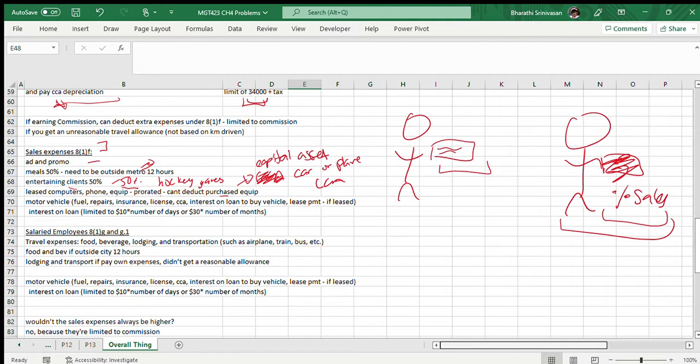Another thing is motor vehicles. Motor vehicle expenses like fuel, repairs, insurance, license, CCA, interest on the loan, lease payment if it's leased. That type of stuff also falls under sales expenses. One thing is the interest on loan is limited to $10 times the number of days or $30 times the number of months, right? 30 times 12. I think the official term is $10 times the number of days, but in our class, we're just doing 30 times the number of months, whichever one's easier.